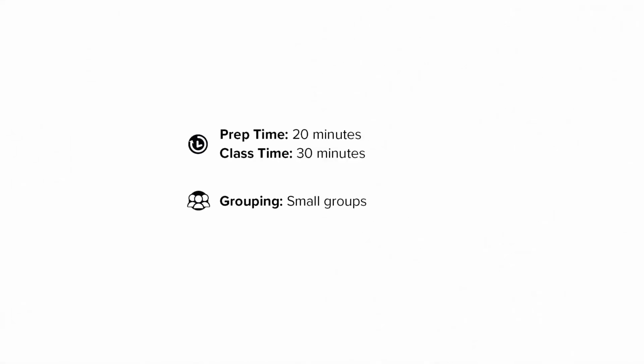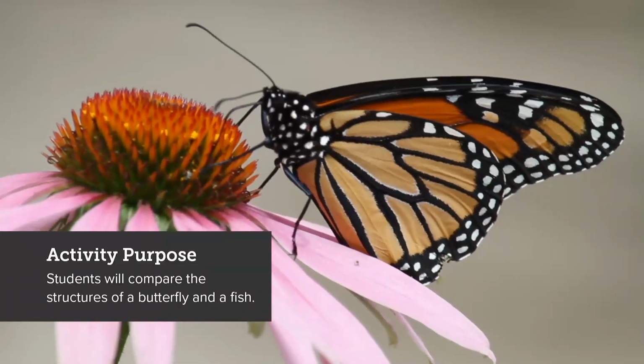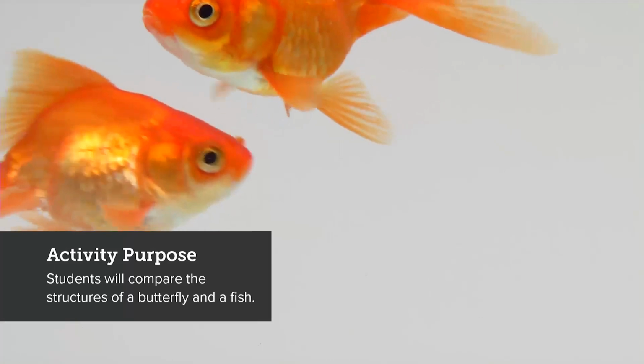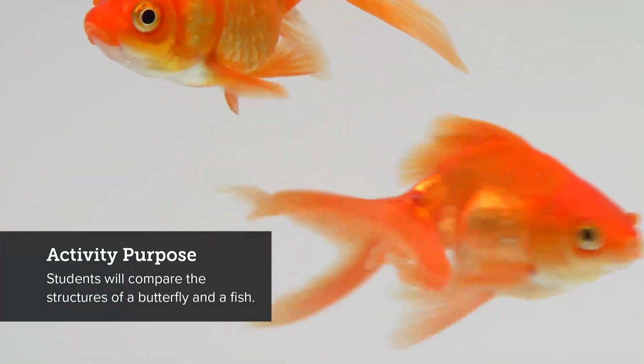This inquiry preview will help you prepare the animal parts activity. This hands-on activity will require 20 minutes of prep time and will take about 30 minutes to complete, and works best when students are placed in small groups. The purpose of this activity is for students to compare the body structures of a butterfly and a fish.